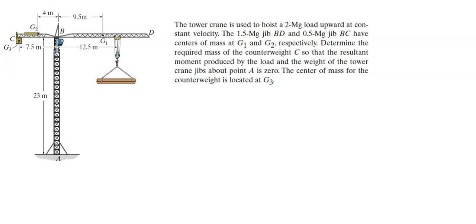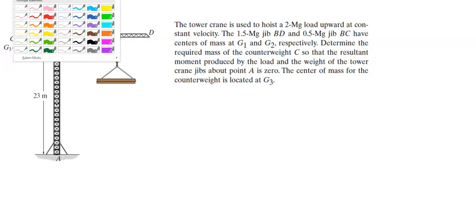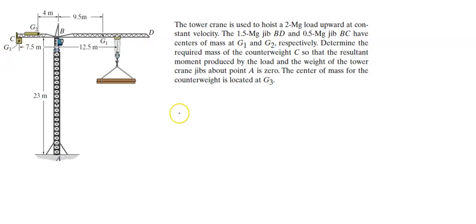Okay, the center of mass for the counterweight is located at G3. Okay, so this is a very good question because it's a problem from real life. So we are having a tower crane here, which is mostly used in construction sites. So this is used to hoist a 2 megagram load upward at constant velocity.